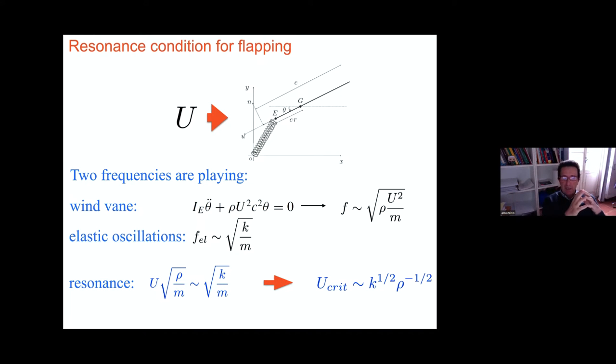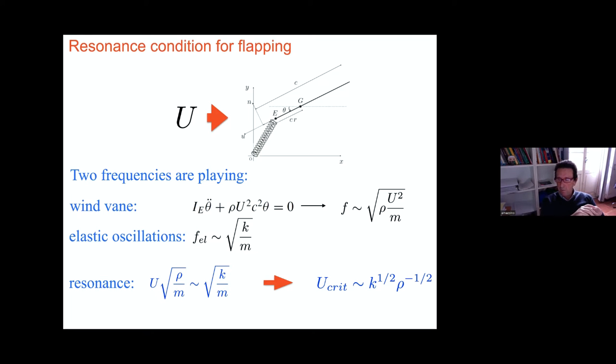On the other hand, there is the elasticity of the structure, which here is really very simple. It's just a spring. So this means that the frequency of the elastic oscillation is the square root of k divided by m. So the idea is now to balance these two frequencies. And we assert that if you balance these frequencies, we are identifying this way the condition for flapping to occur. If you do the balance, you arrive immediately at the relationship written on the right.